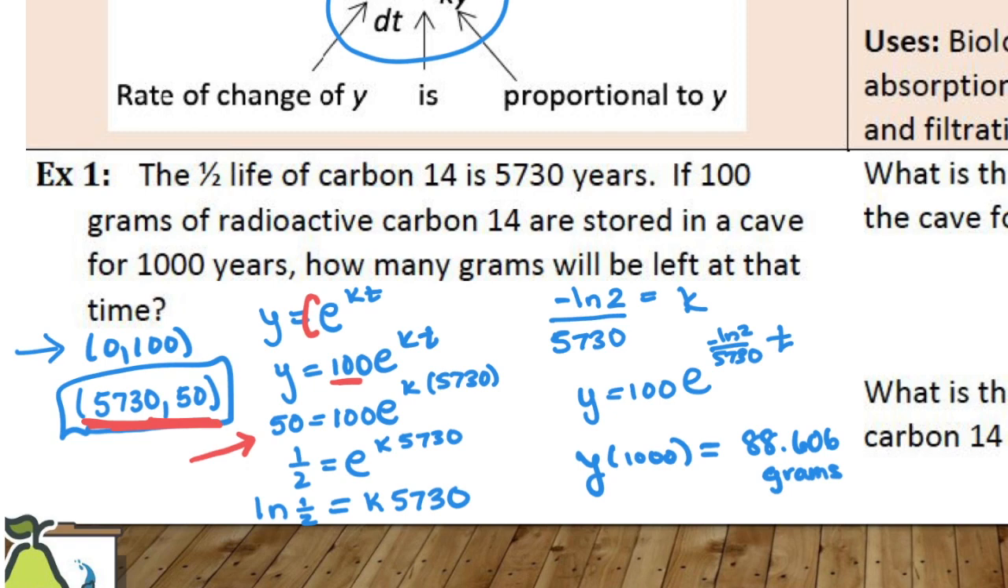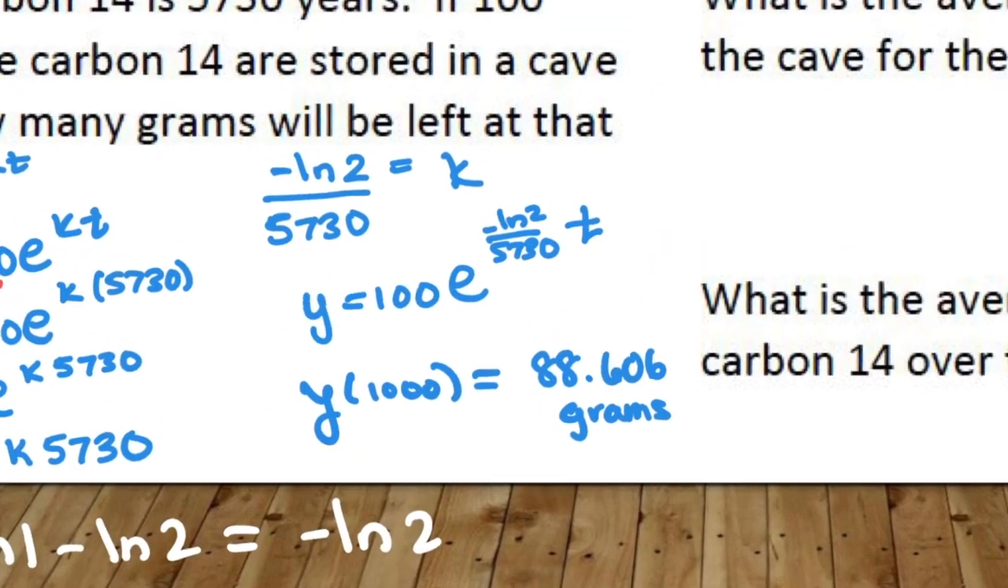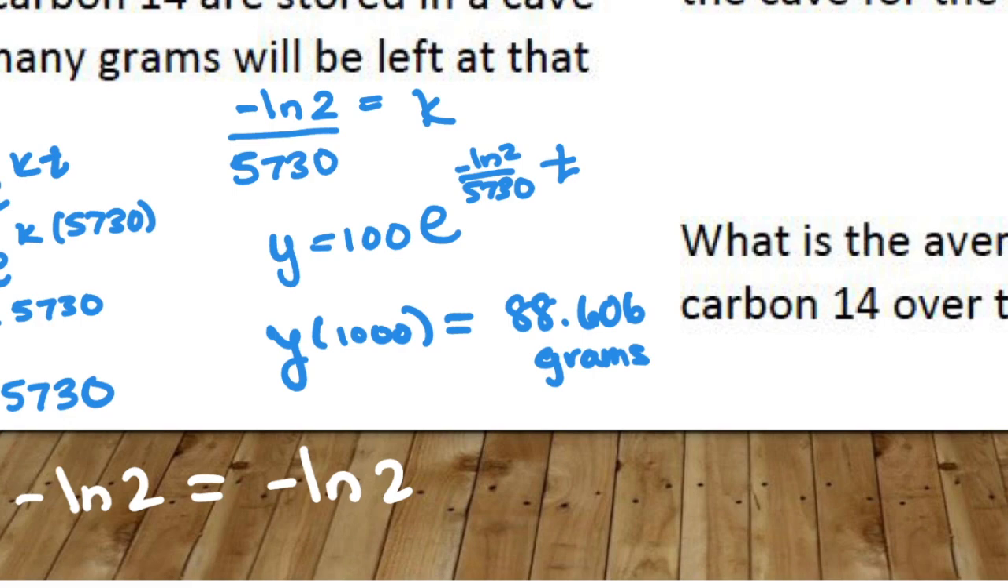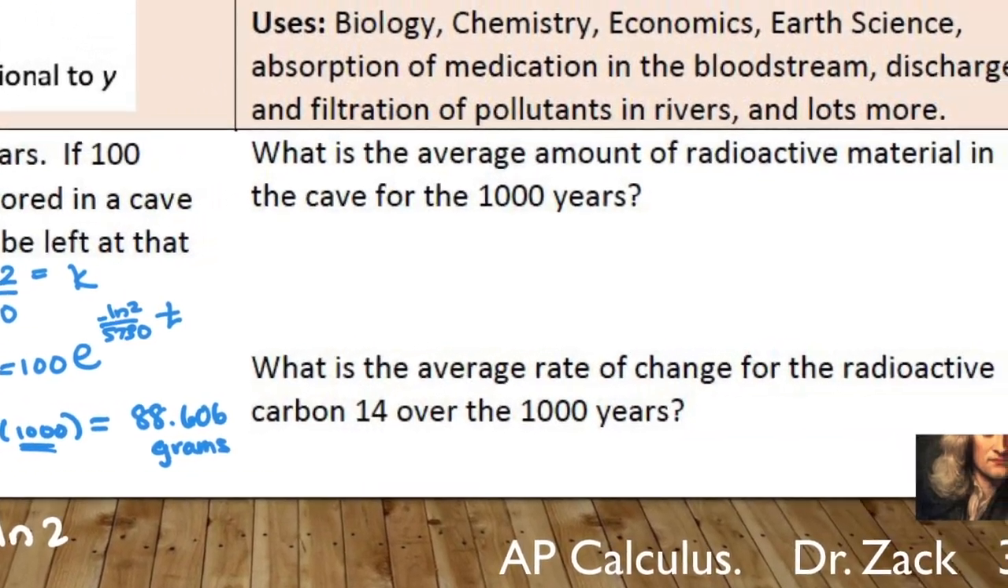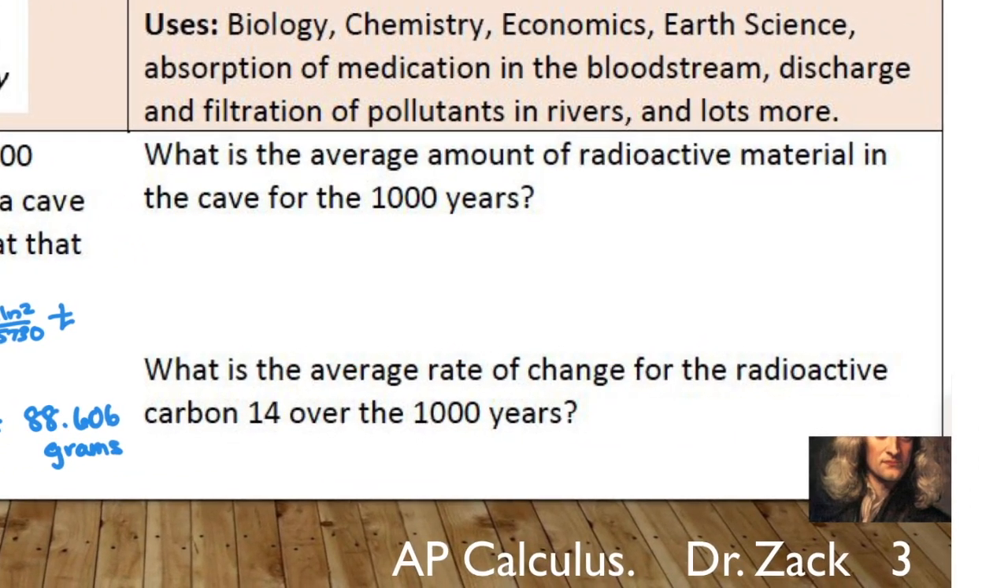Now, just as a reminder, when you see the log of 1/2, that can be rewritten as the natural log of 1 minus the natural log of 2, which is negative natural log of 2. So the k value can then help us figure out the question at hand, which is what is the population after 1,000 years?